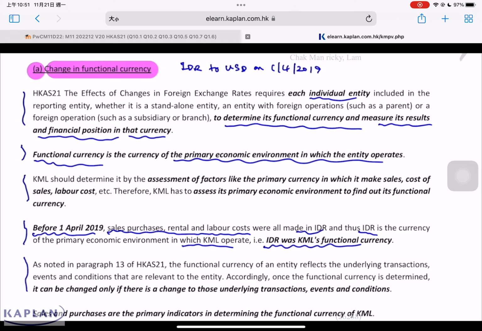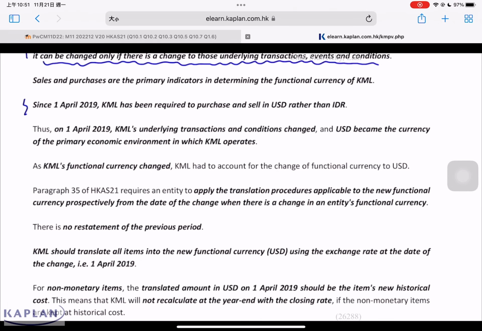In accordance to AS21, an entity can only change its functional currency if there's a change in the underlying transaction, events and conditions. In other words, the change is only allowed if there's a change in primary economic environment in which the entity operates. Since 1st April 2019, KML had been required to purchase and sell in US dollar rather than rupiah. Hence, on 1st April 2019, the underlying transaction conditions have changed, and US dollar becomes the functional currency of KML from that date.